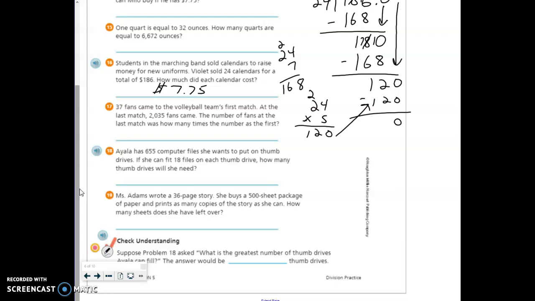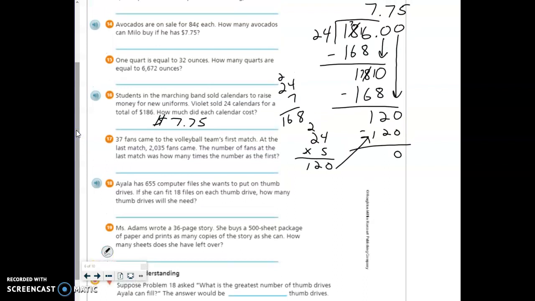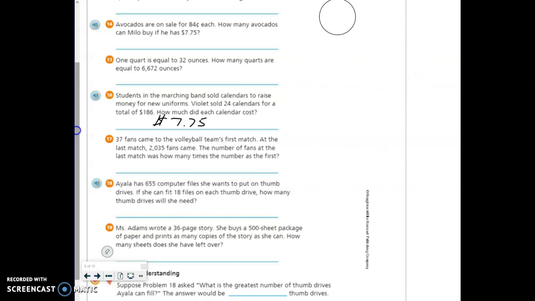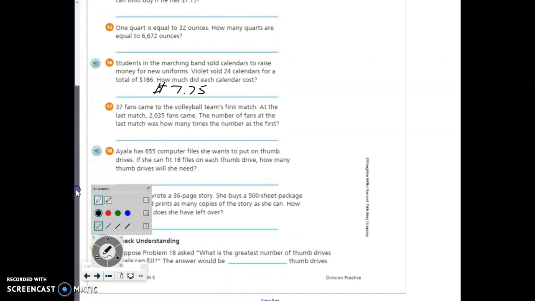Question number 18 here says, Ayala has 655 computer files she wants to put on thumb drives. If she can fit 18 files on each thumb drive, how many thumb drives will she need? So the first thing I need to think about is what I am going to do if there is a remainder. Does she want to save all of her files, or is she fine with leaving some of her files off of the thumb drives? It seems to me like she wants to save all of her files, which means that if we have a remainder, we need to round up and use one more thumb drive.